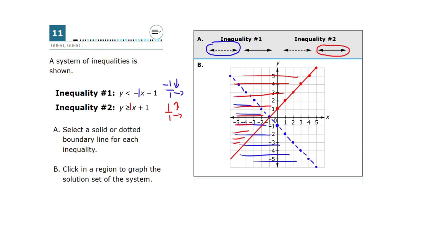Now the solution set, the area that you would end up clicking on is the area where the two shadings overlap, which would be this area here.